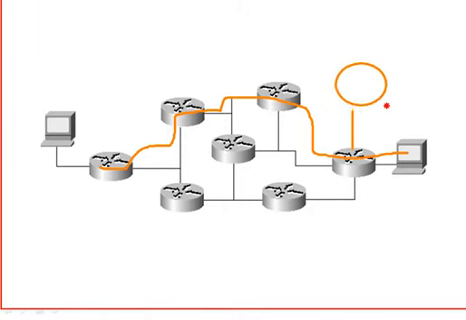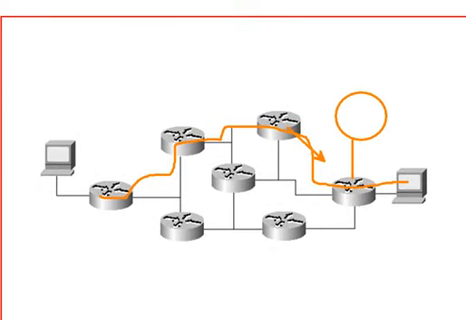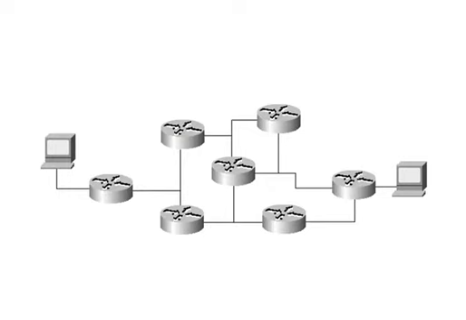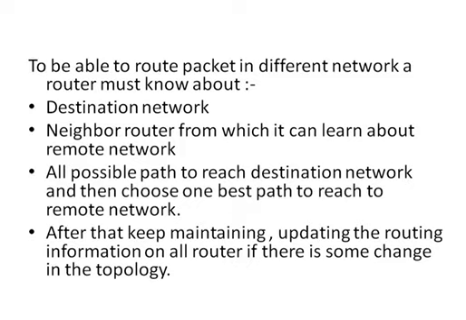So keep maintaining means updating all the neighbor routers, first to this router, then to this router, then to this router. Yes, we have a new network here, a 10 network exists now. So keep maintaining and updating the routing information on all the routers if there is some change in topology. So these are the main requirements at the source router that must be known to send the data to any destination.